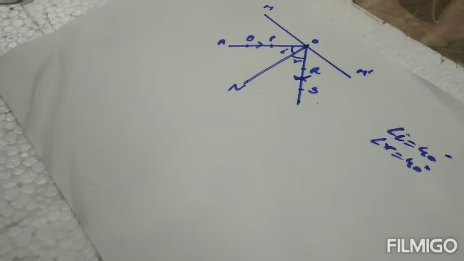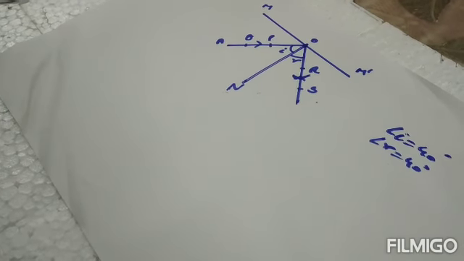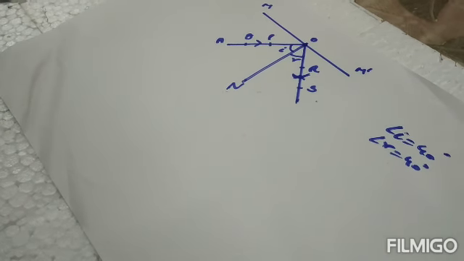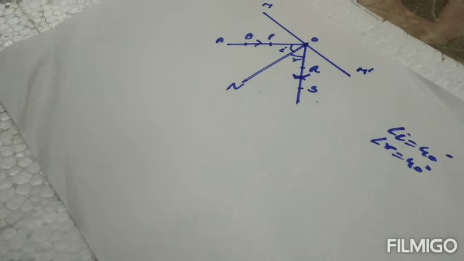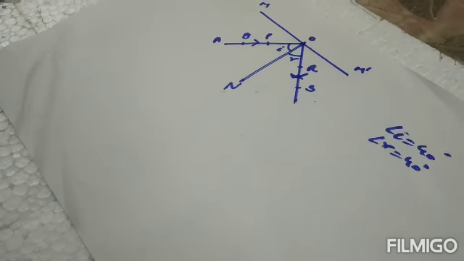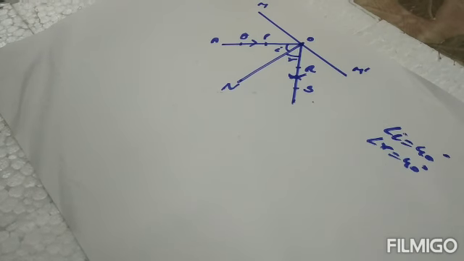As I told you, the angle of incidence is the angle between the normal and the incident ray. AO is the incident ray. The angle between the normal and the reflected ray is known as the angle of reflection.